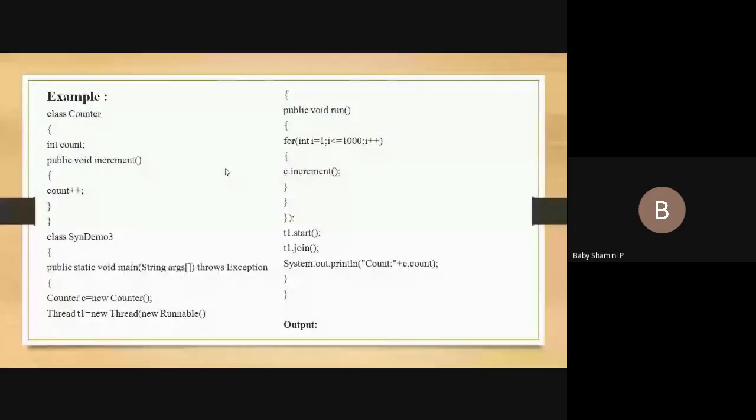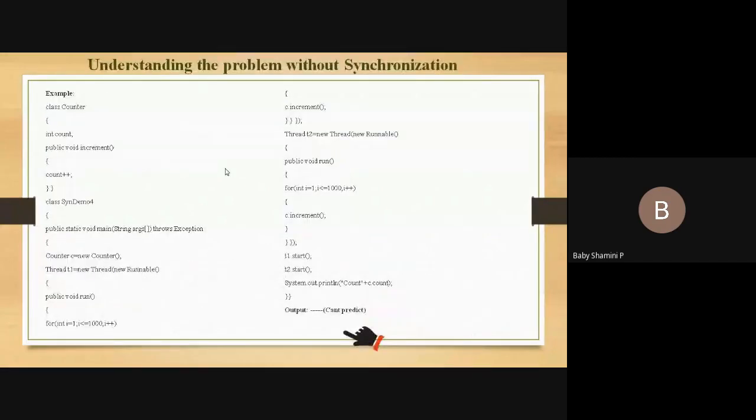So this is a program. The output is 1000. So next one, we have two threads, T1.start and T2.start. Here I am not using any concept, that is synchronization.